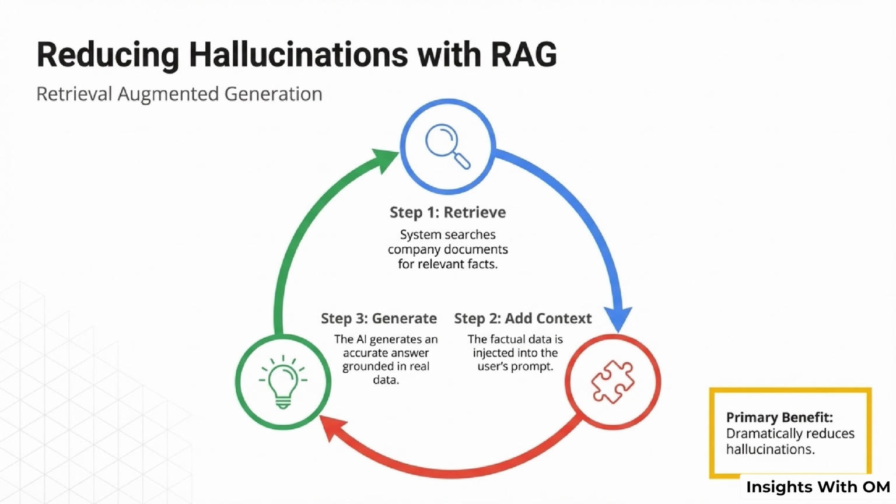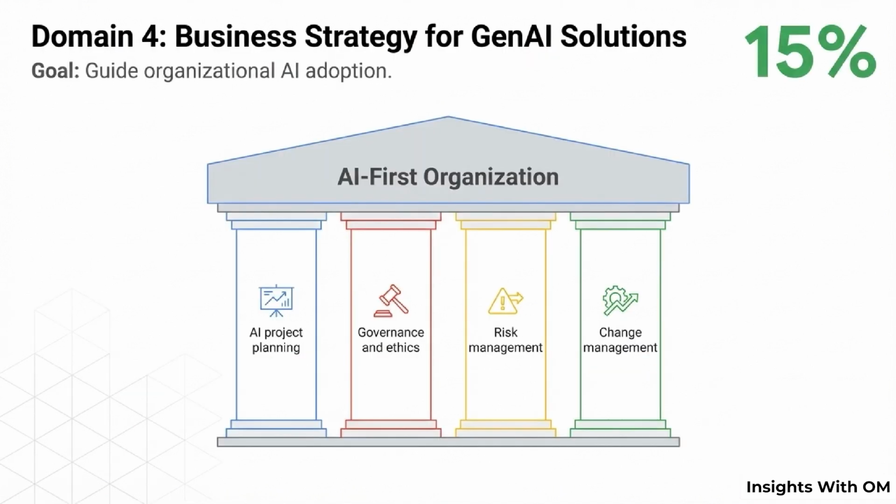The exam also introduces the 5-layer AI stack, which includes applications at the top, followed by agents, platforms, models, and infrastructure at the bottom. Understanding this stack helps leaders see how different parts of an AI system fit together.